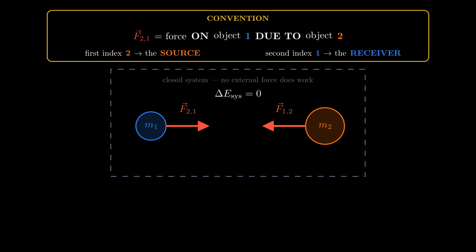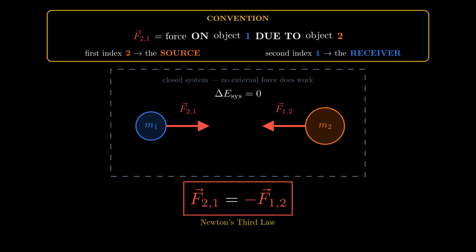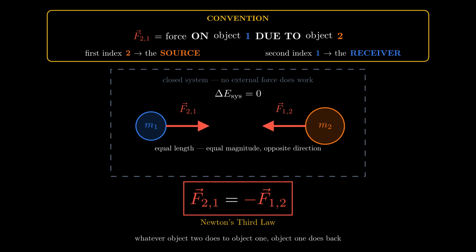Likewise, F12 is the force on object 2 due to object 1. Newton's third law links the pair: F21 equals negative F12. Equal magnitude, opposite direction. Whatever object 2 does to object 1 does back.